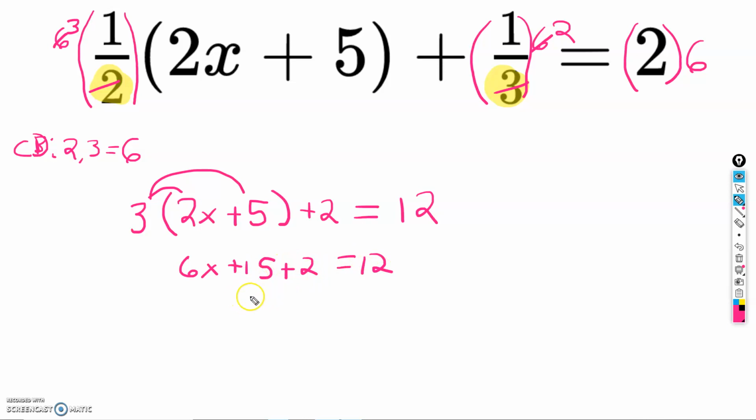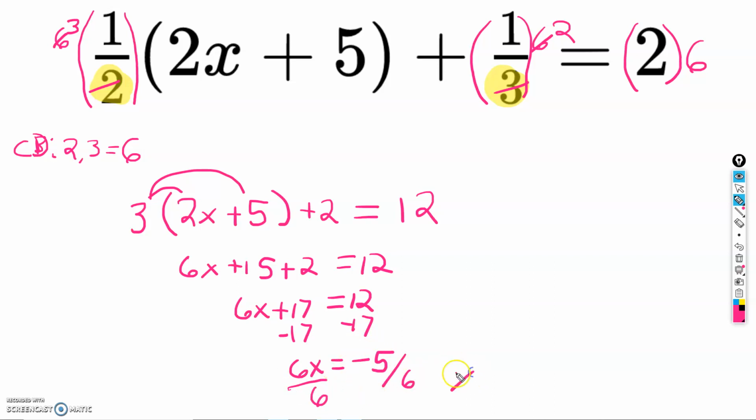Alright, let's combine some like terms. So we got 6x, 15 plus 2 is 17, equals 12. Okay, now let's minus 17 from both sides. We'll get 6x equals 12 minus 17, which is negative 5. Last step, let's get rid of that 6. Alright, x is equal to that again.